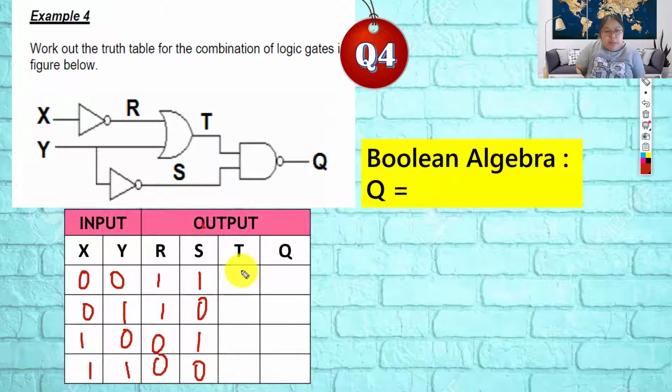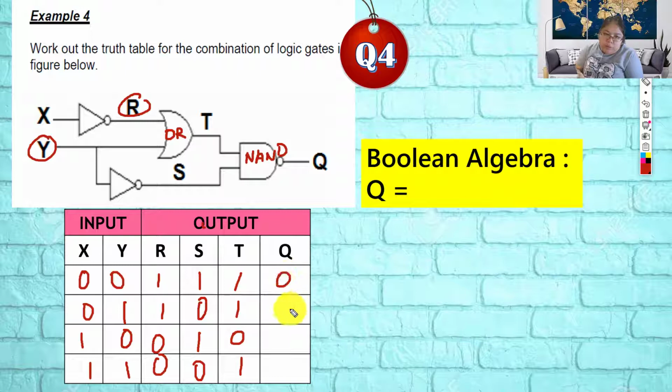Okay, T. T, there's an OR. They come from the R and come from the Y. So you just check R and Y. This one is an OR gate, so 1, 1, 0, 1. Q, the last one, is a NAND. NAND, you're going to see S and T. NAND, the situation is couple, couple go, you don't want to go. Okay, 0, 1, 1, 1. So the final answer is 0, 1, 1.